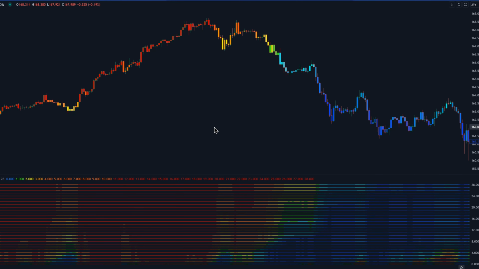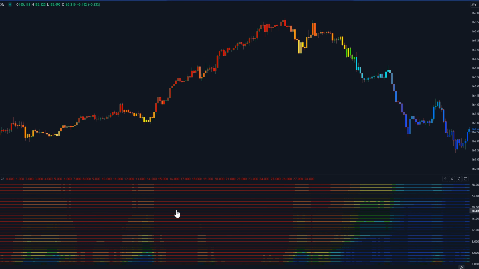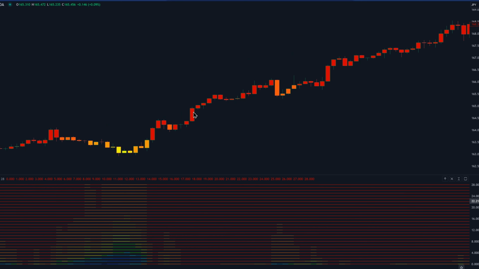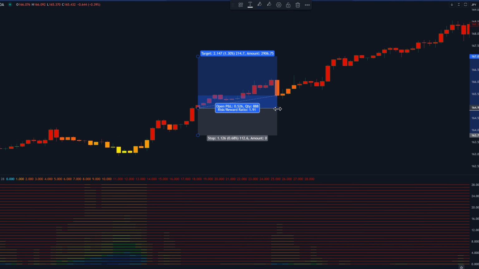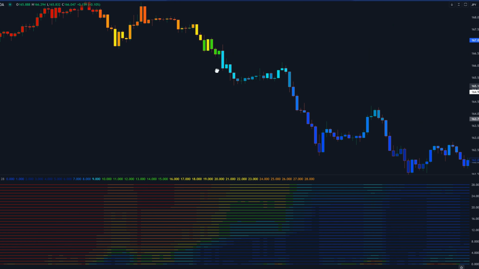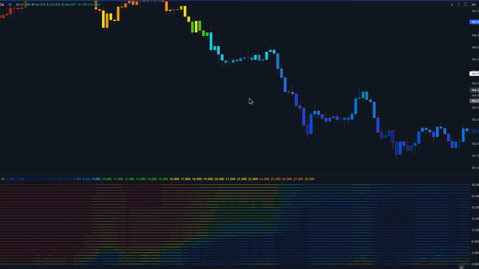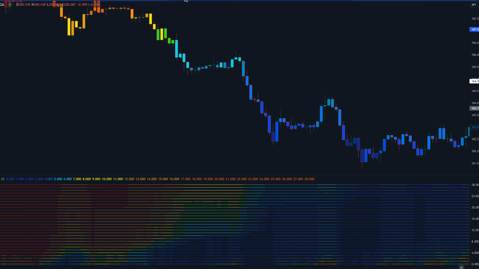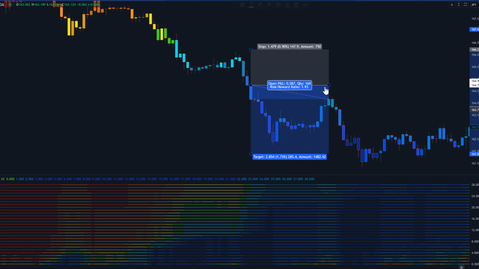Well, it's really simple. The darkest shade of red indicates that the bullish momentum in the market is strongest, and these are areas where you should be looking to take only long positions. Conversely, the darkest shade of blue, like here, indicates that the bearish momentum in the market is at its strongest. These are areas where you should be looking to take only short positions.